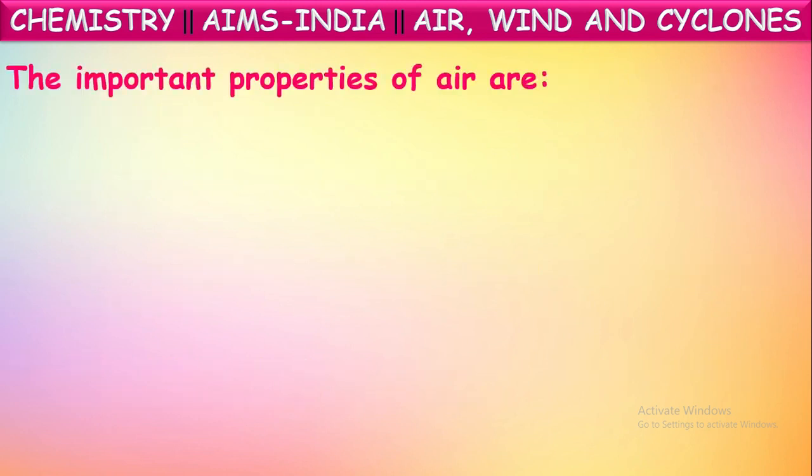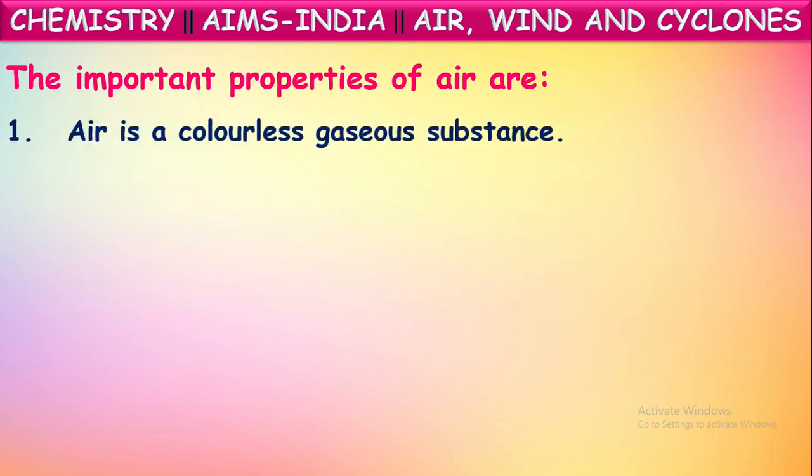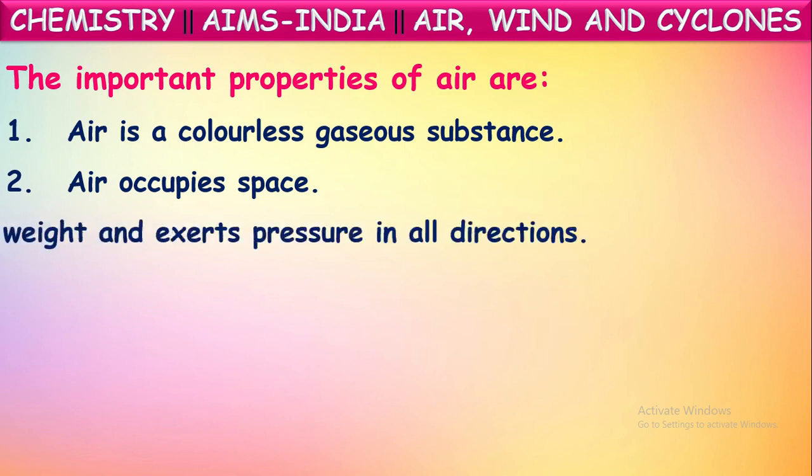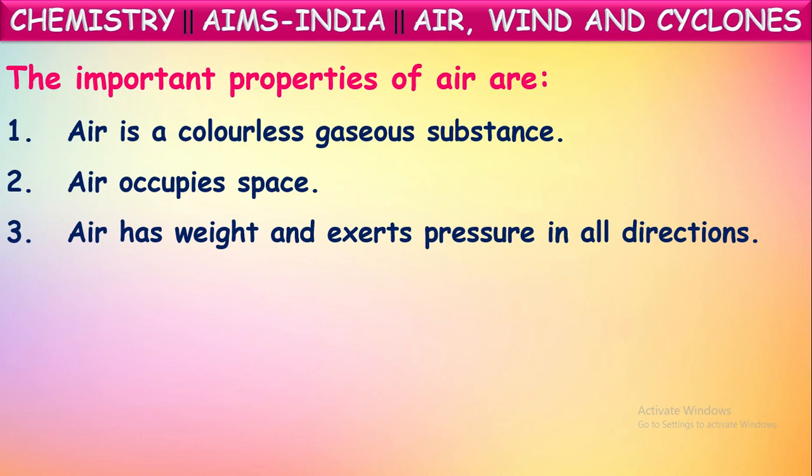Now let us see certain important properties of air. One of them is air is a colorless gaseous substance. Air occupies space. We can prove this with simple examples like filling a balloon, filling tires, and these all, isn't it? Air has weight and exerts pressure in all directions.